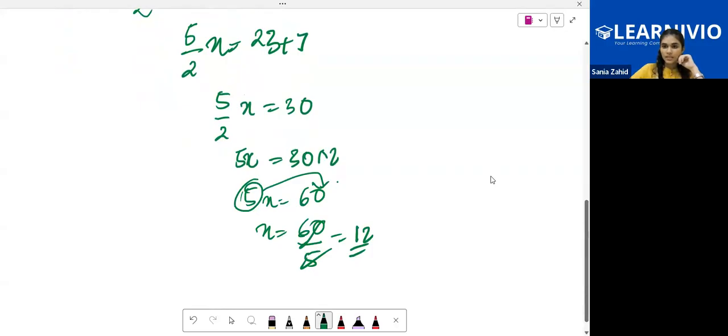Ma'am, like 5x is equal to 30 into 2, we cannot do it directly. Like 5 by 2, we have to transpose 2. Okay, you wish to do it like this. 5 by 2x. Sometimes we get confused. Listen also, here you have 5 by 2 being multiplied with x.